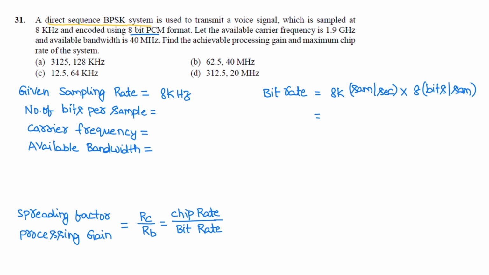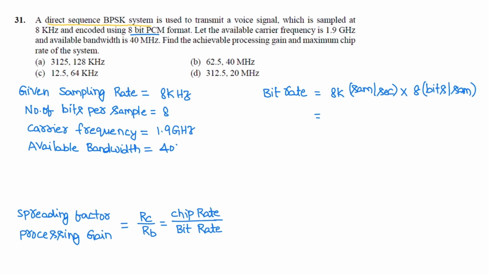Question number 31. Given direct sequence BPSK system used to transmit a voice signal which is sampled at 8 kHz. Sampling rate is 8 kHz and it is an 8-bit PCM, 8 bits per sample. Available carrier frequency given is 1.9 GHz and the available bandwidth is 40 MHz.